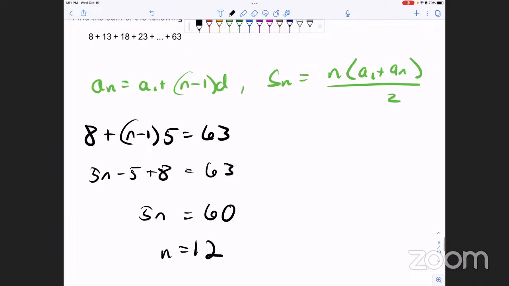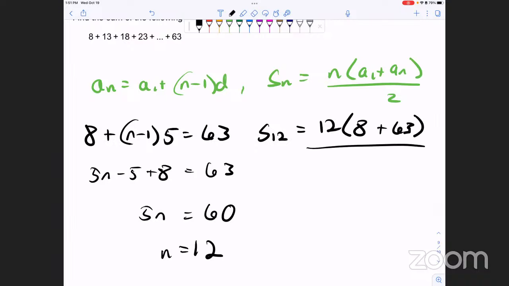Okay. So then the sum of the first 12 terms, 12 times 8 plus 63 over 2. Okay, that's better. Because when I got a fraction, I was like, you can't add up whole numbers and get a fraction. I was like, something's wrong. I couldn't figure, but we found it. That's going to be 6 times, what is that? 71. Okay. 36, 420 plus 6, 426.